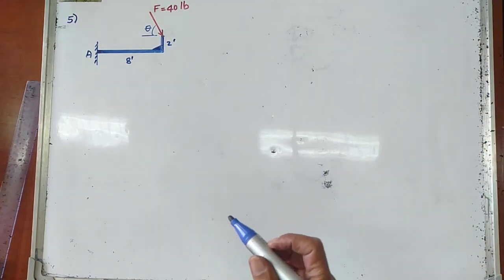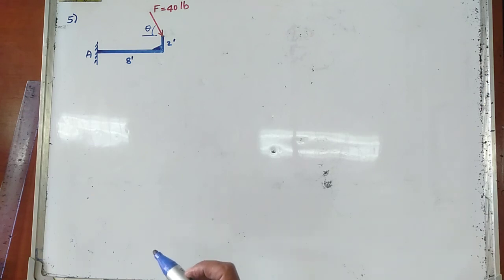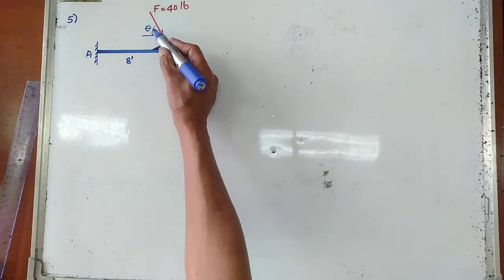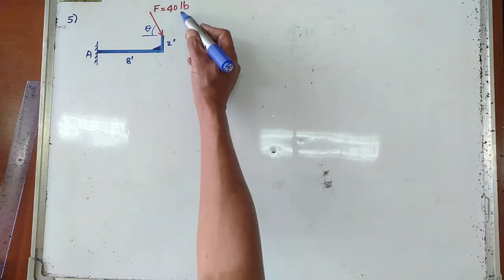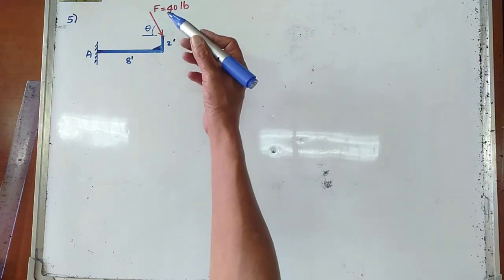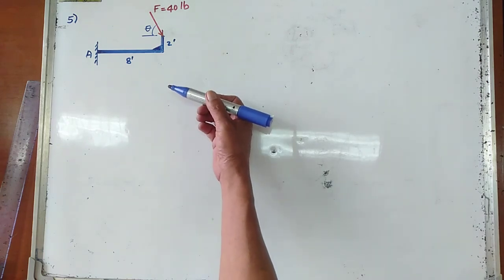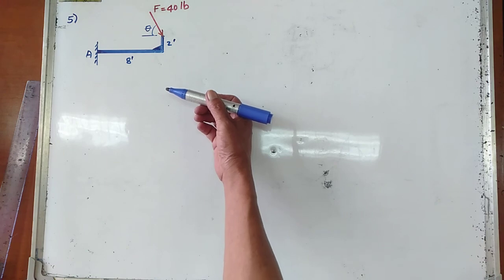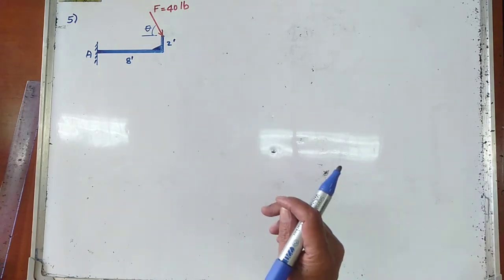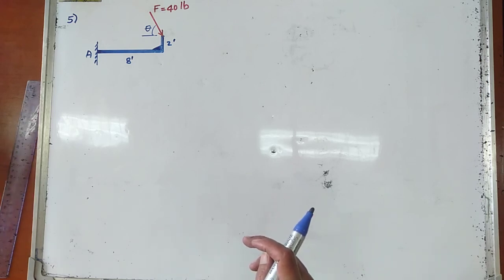Next, determine the direction theta of the 40-pound force F, so that force F produces the maximum moment about point A. Compute the maximum moment. Again, let us try to apply your Varignon theorem.